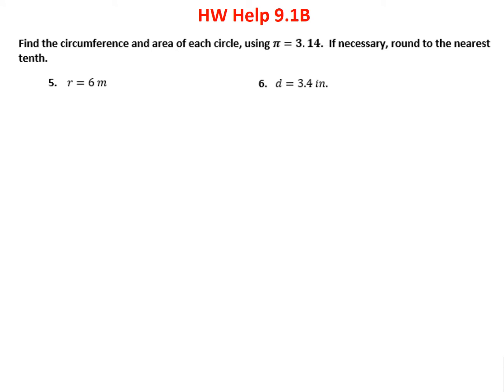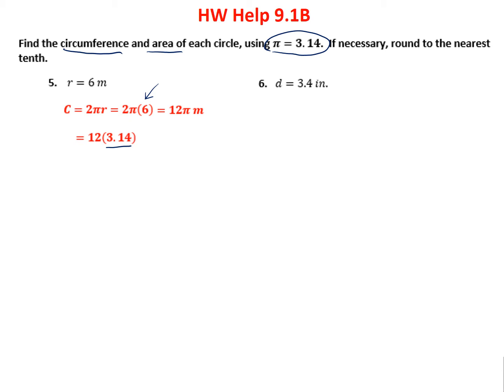In our next two problems, we're going to find both the circumference and the area. And we're not going to leave it in terms of pi, but we're actually going to make an approximation by putting in the approximate value of pi, which is 3.14. In our first one, it says that the radius is 6 meters. So the circumference is 2 pi r. We substitute in 6 for r, which means that our circumference, in terms of pi, is 12 pi. But now we're going to put in 3.14 for pi to give us an approximation.